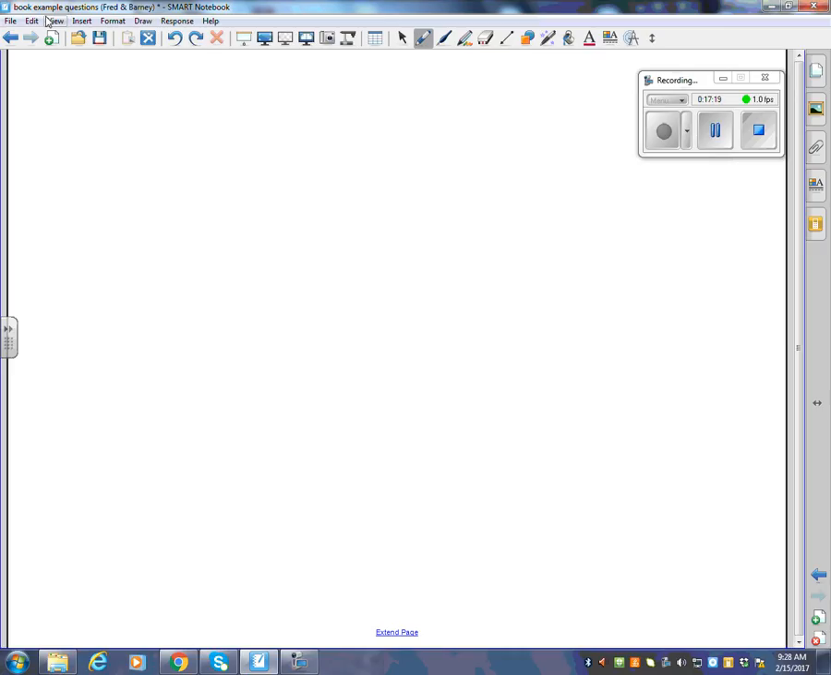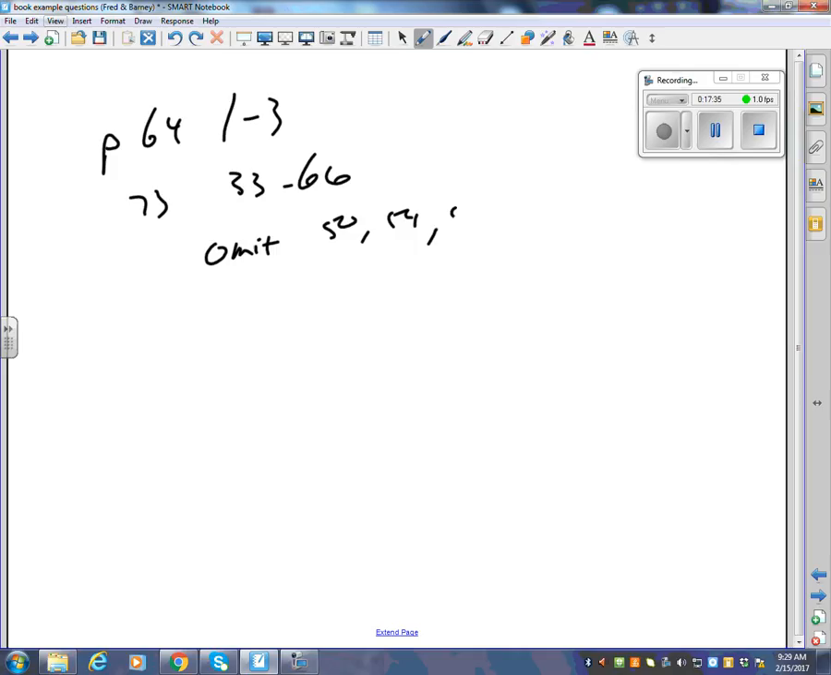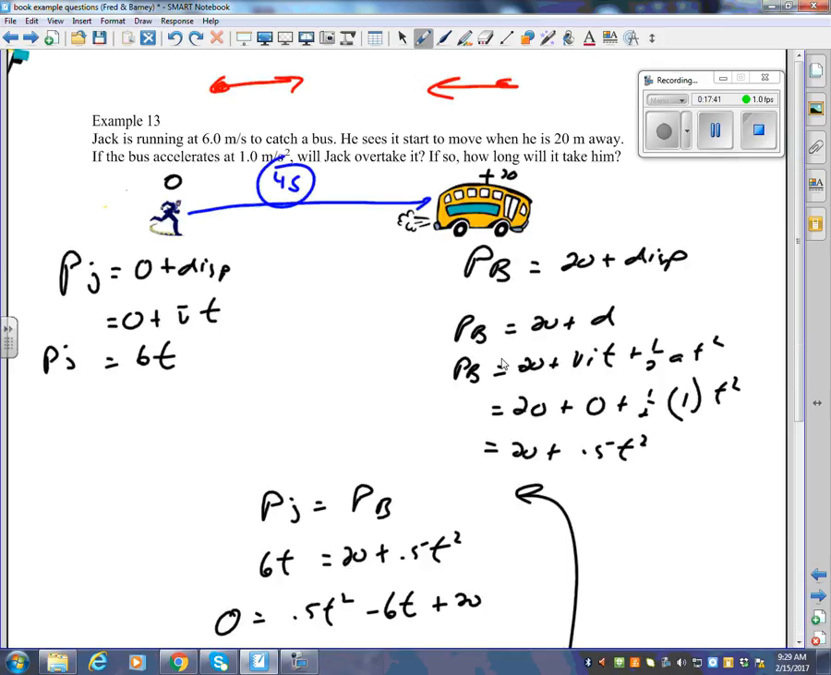Okay, so once again, in the textbook, there are some questions on page 64, number 1 to 3. Page 73, numbers 33 all the way to 66, leaving out 50, 54, 55, and 60. And I will tell you this, on the test, there is a Jack catching the bus or Fred Barney style question.